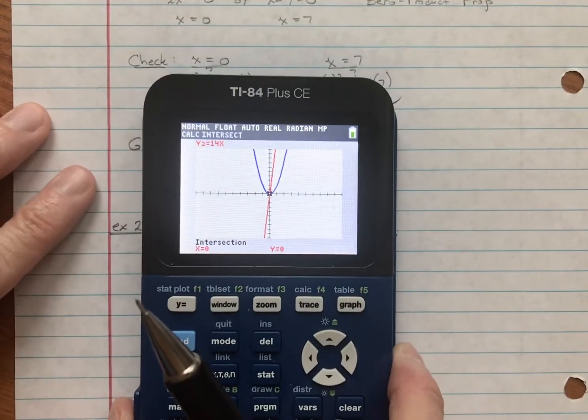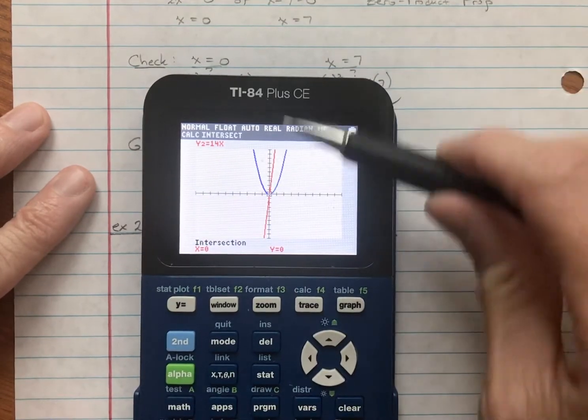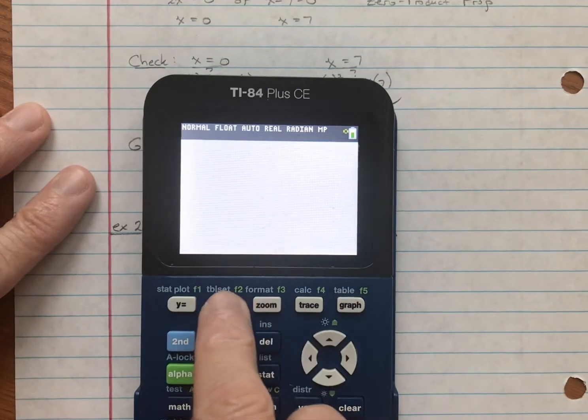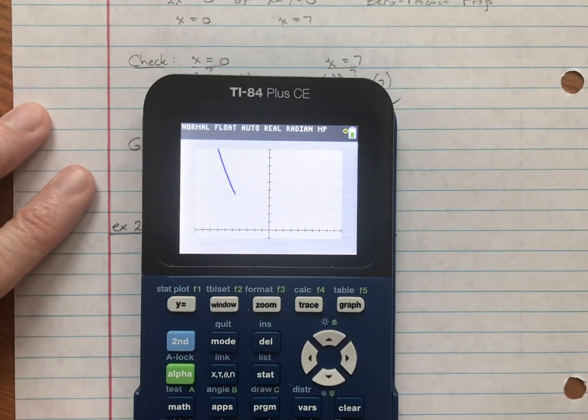Okay, x equals 7. So the question is, do these lines cross further up? I'm going to have to go up a ways to see. So I'm going to do my window. I'm going to go way up. Let's go negative 10 to 100. And I'll scale it by the distance between tick marks. I'll make it 10. So there is my y equals 2x squared.